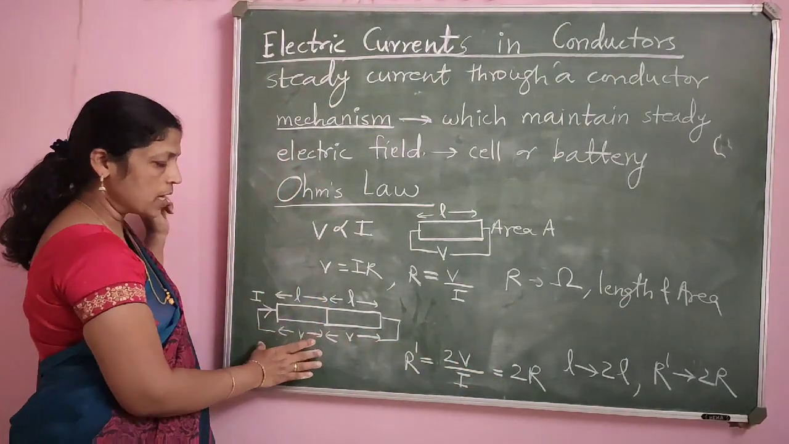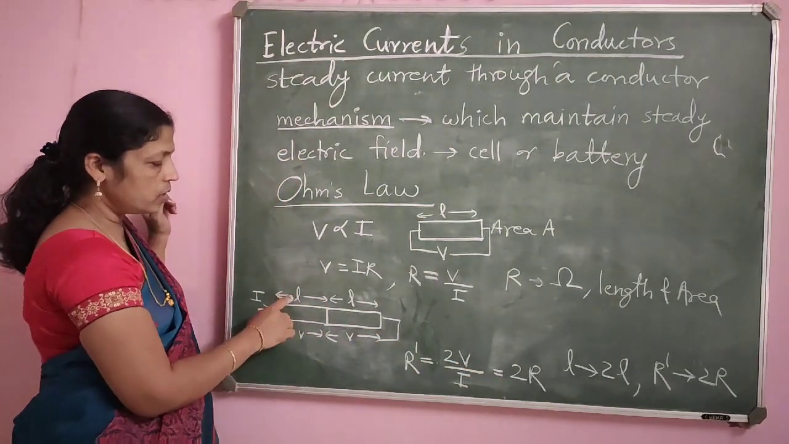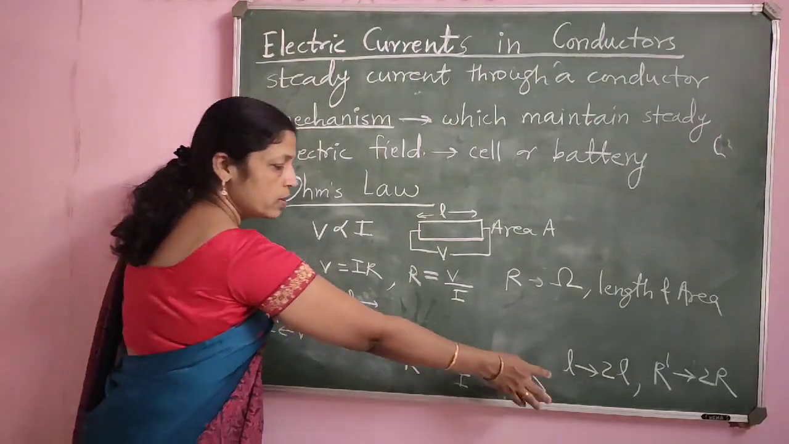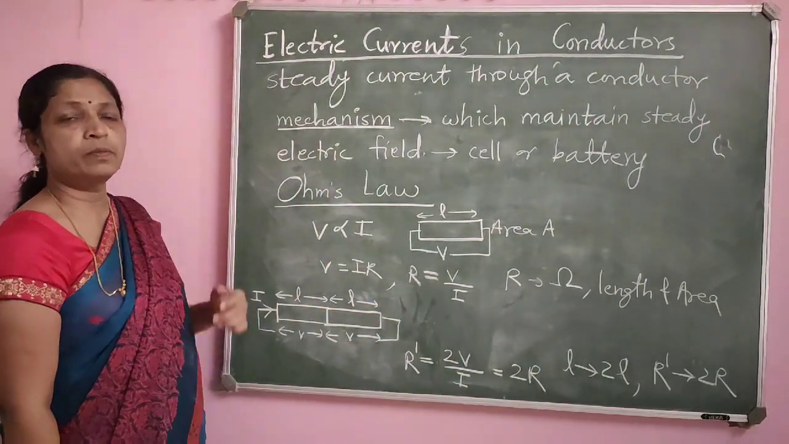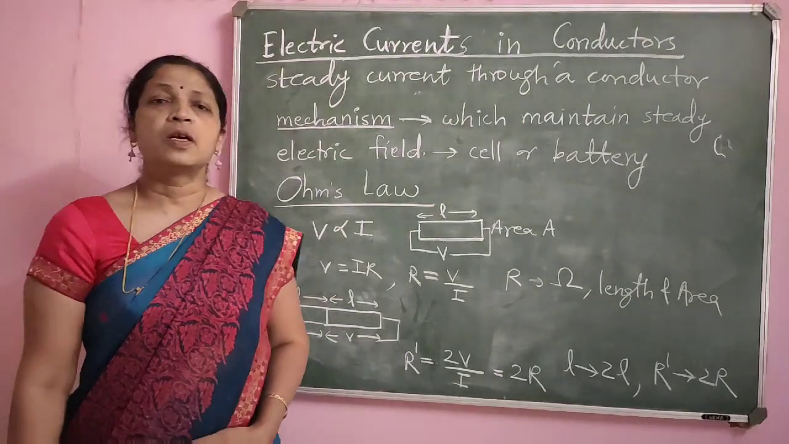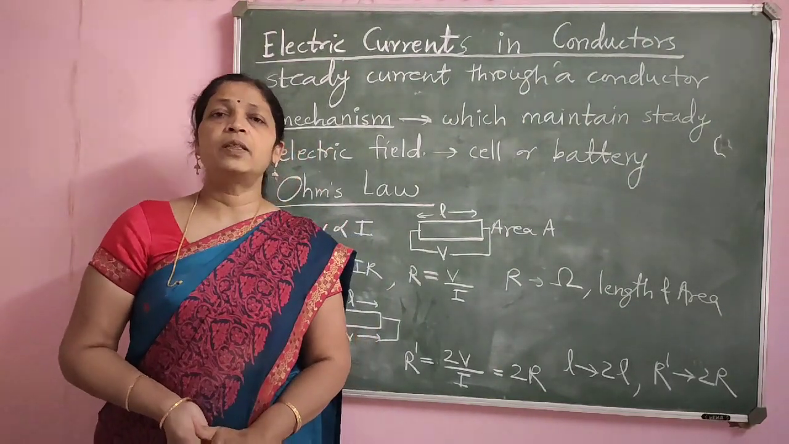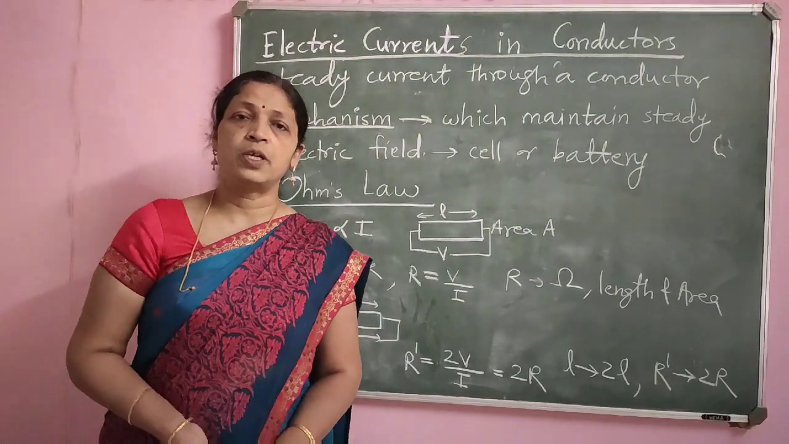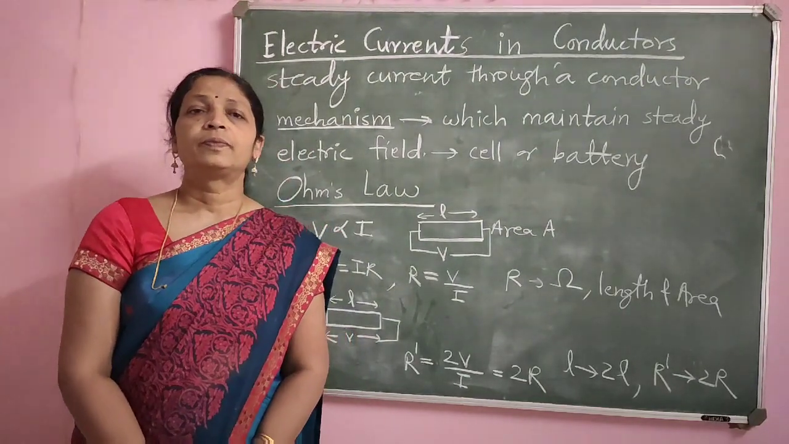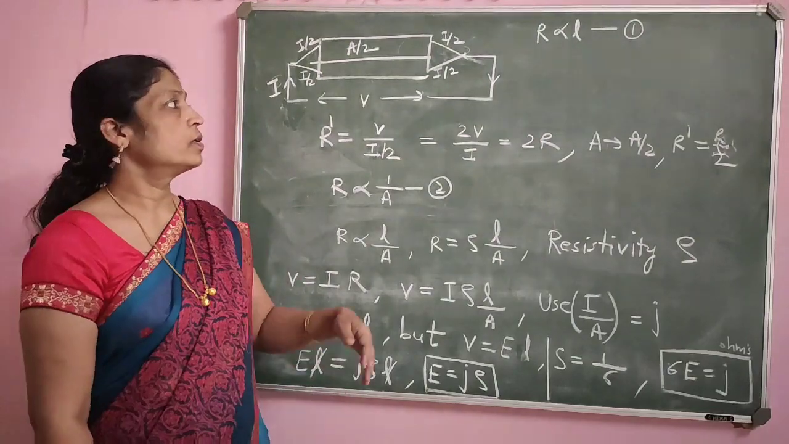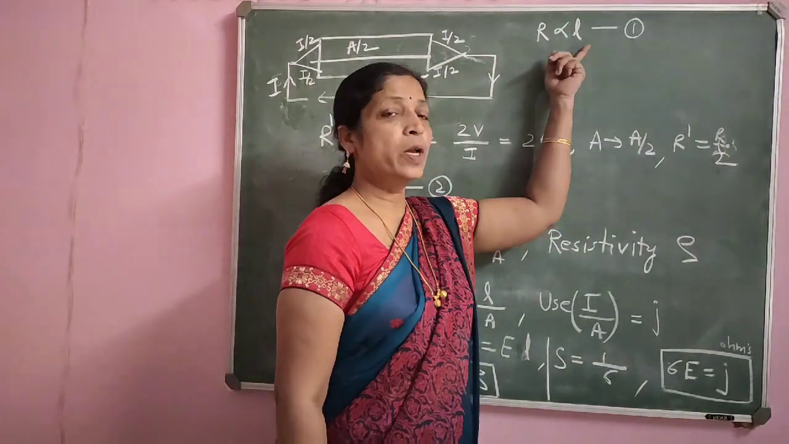So from this diagram you will see, as the length increases from L to 2L, the resistance becomes 2R. That means resistance is directly proportional to length. Increase the length, resistance will also increase. As we have seen earlier, R is proportional to L.